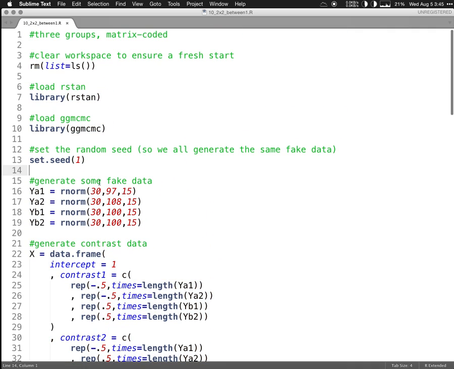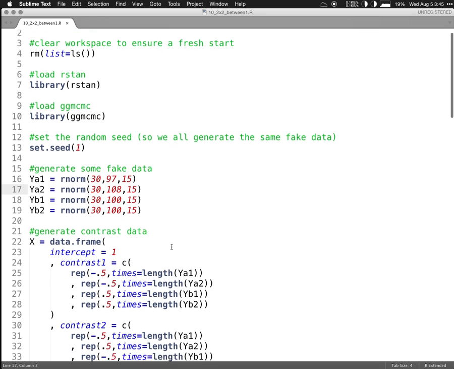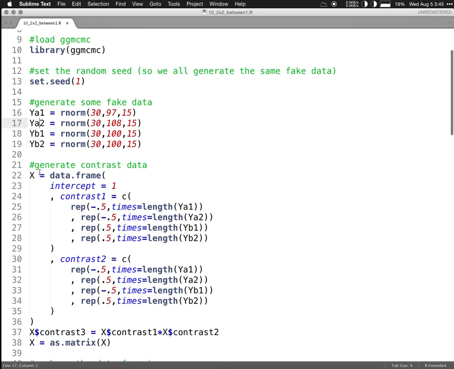Okay, so generating data, 4 groups, each of 30. Could have been variable numbers of people, each at 15. So we're going to impose an assumption of homogeneity of variance. But we've got A1, A2, B1, B2. So it's a 2 by 2. We're going to do the matrix way because it's just a lot easier in terms of what to write in the Stan code.